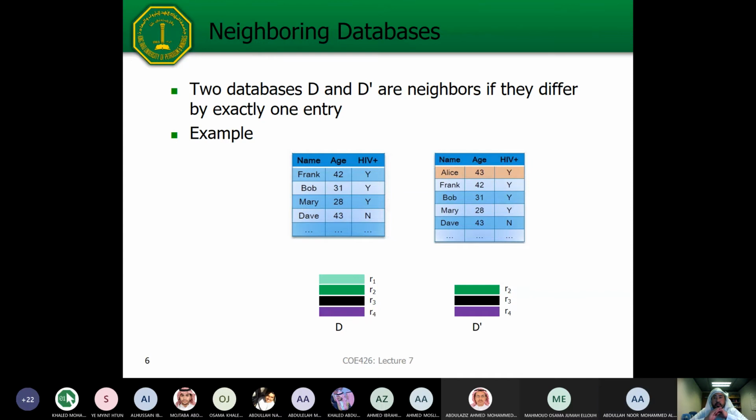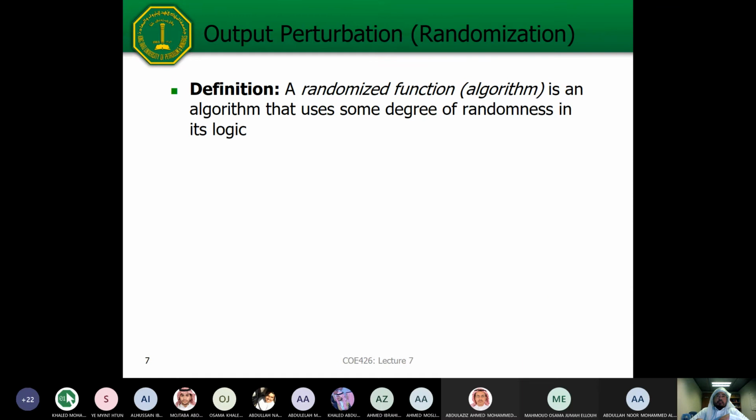Yes. Okay. So in other words, R2 in D prime is equal to R2 in D, R3 in D prime is equal to R3, and so on, except that there is no R1. There is no record called R1 in D prime. That's it. So this is the definition of neighboring databases, and it will be clear later on when I go over the definition.